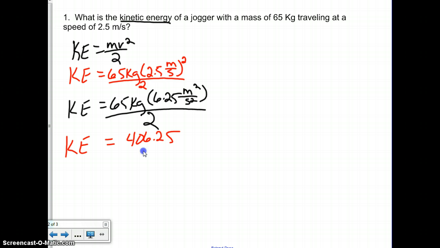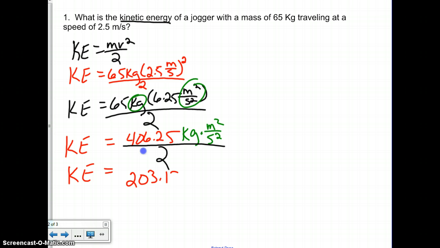Let's put in our appropriate units. We have kilograms times meters squared over seconds squared. Now we're going to divide this by 2. When we get to the end here and we do our division, 406.25 is equal to 203.13, but we need to include our units, so that would be kg times m squared over s squared.